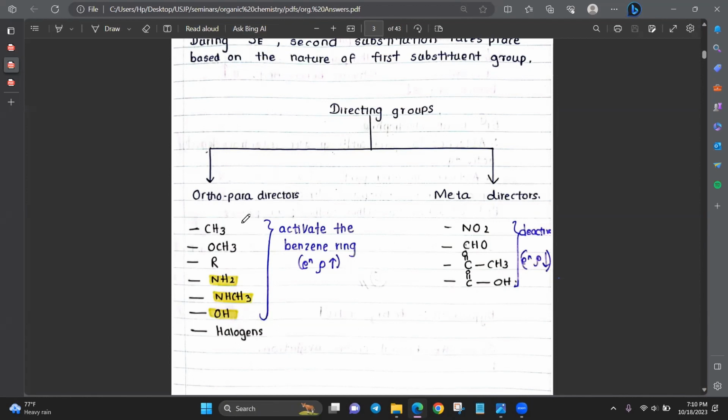Out of them, these 3 are strongly activating the benzene ring. Ortho-para directors, except halogens, activate the benzene ring, meaning they increase its electron density. But halogens, though ortho-para directors, decrease the electron density of the benzene ring and deactivate it. Meta directors are deactivating the benzene ring, or we can say they are reducing the electron density of the benzene ring.